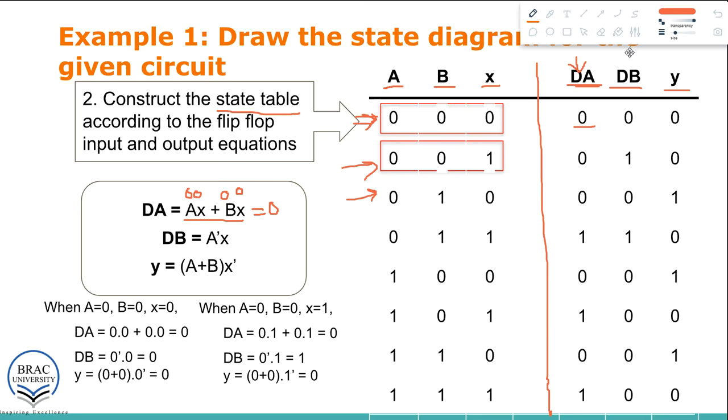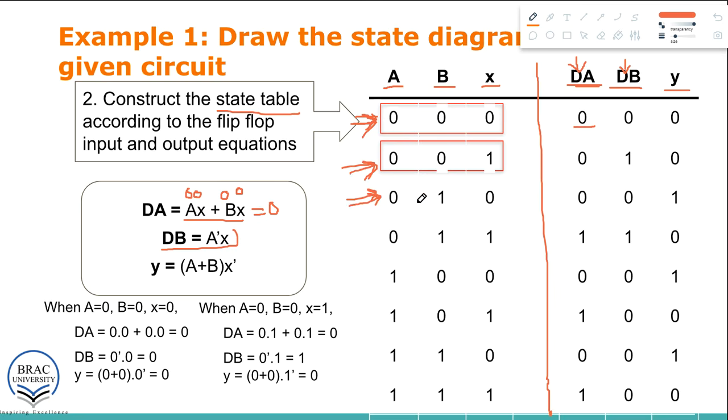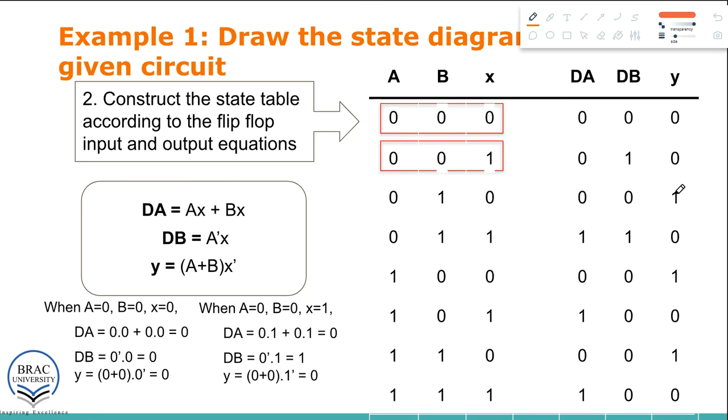Similarly, we can calculate the value for dB. We can just use the equation for dB and the values given here. So this is almost the same as writing down a truth table. We use the values from here and the equations from here, and we can write down the values for dB. Similarly, we can do it for y. Once we get all of these values, it's time to expand the state table.